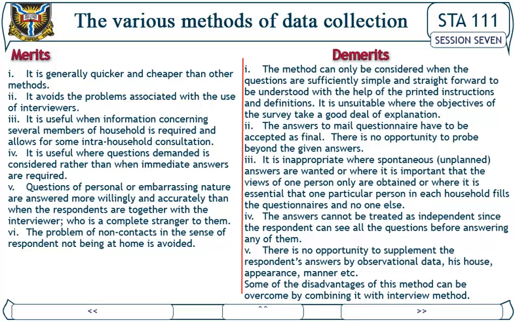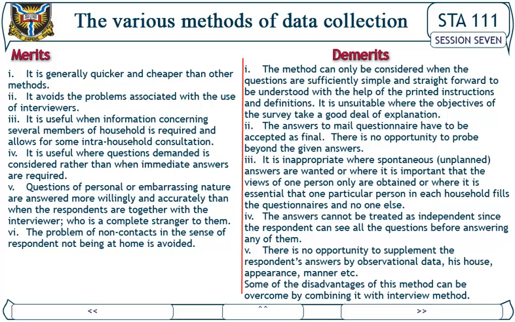Demerits. 1. The method can only be considered when the questions are sufficiently simple and straightforward to be understood with the help of the printed instructions and definitions. It is unsuitable where the objectives of the survey take a good deal of explanation. 2. The answers to a mail questionnaire have to be accepted as final. There is no opportunity to probe beyond the given answers.